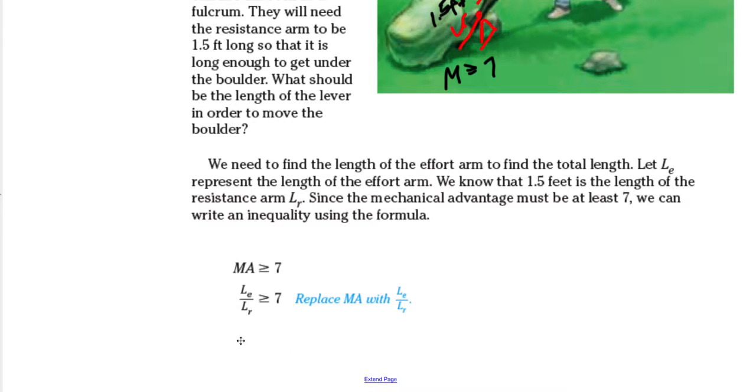And from there, we substitute L sub R with 1.5. So you now have L sub E all over 1.5 is greater than or equal to 7, and we simply solve for the inequality. We will solve this problem in example 1. So remember this inequality, L sub E all over 1.5 is greater than or equal to 7.